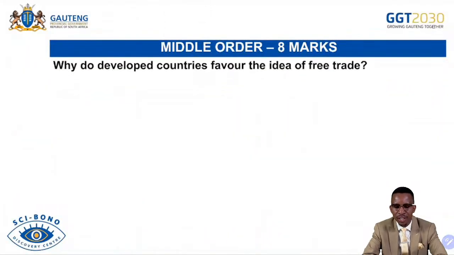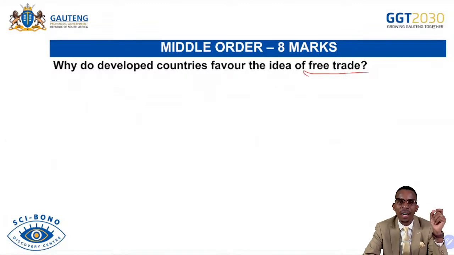Why do developed countries favor the idea of free trade? Remember, now we talk about the developed countries, the countries that are well industrialized, as well as free trade. If we talk about free trade, we refer to the trade policy that does not include trade barriers and trade restrictions. Countries or businesses are free to export and import goods and services without having to pay any tariffs. There are no restrictions in place to prevent the entry of imports of goods and services.